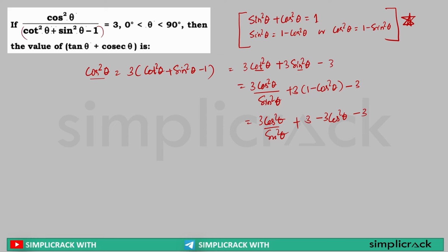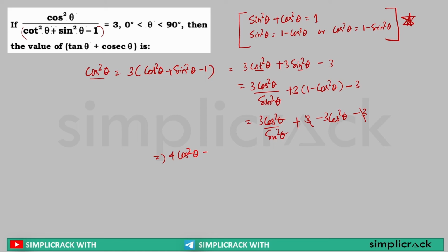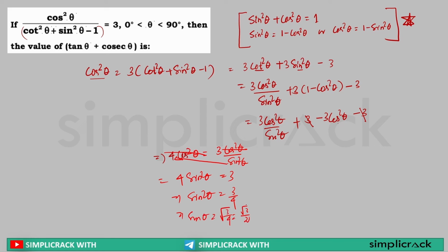Now 3 plus 3 crossed out, minus 3 cos square will come to this side, so this will be 4 cos square theta is equal to 3 cos square theta by sin square theta. Cos square crossed out, sin square theta will come to this side, so 4 sin square theta is equal to 3, or sin square theta is equal to 3 by 4, or sin theta is equal to root 3 by 2. Sin theta is root 3 by 2.